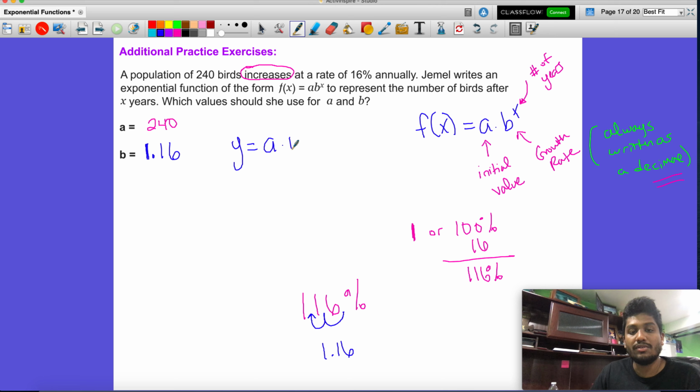And if we wanted to write the equation, it's simple enough. We just take the general form and you only fill in a and b. So y is equal to 240. Now if you have two numbers, they usually put the second one in parentheses, 1.16 raised to the x. See, the only thing that changed was this a and this b. That's all we did, just fill it in.